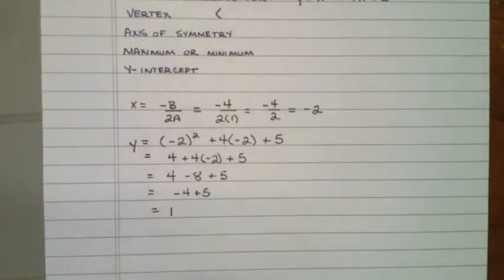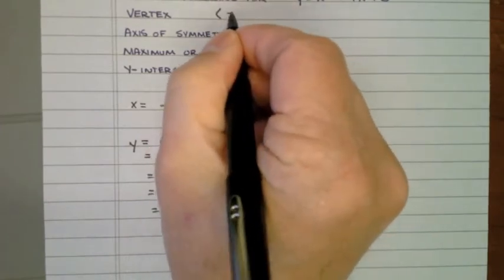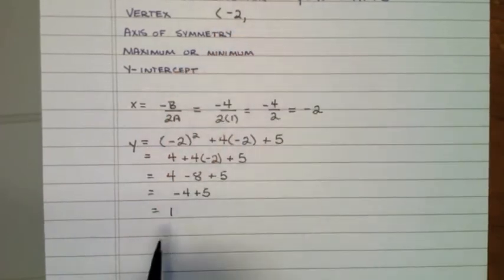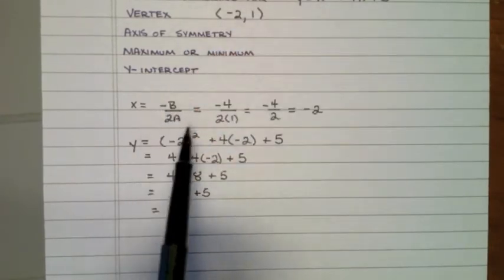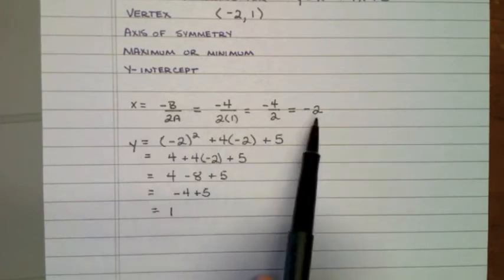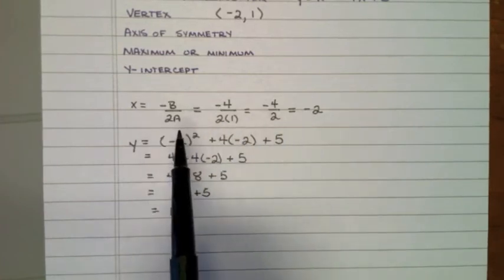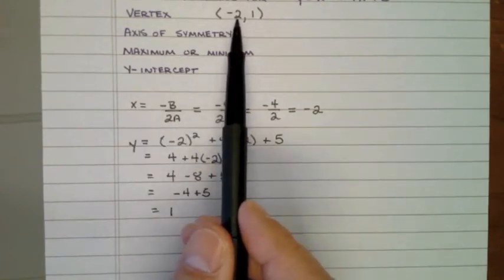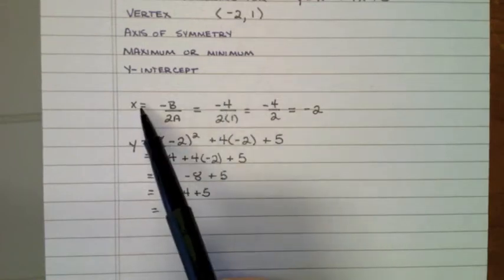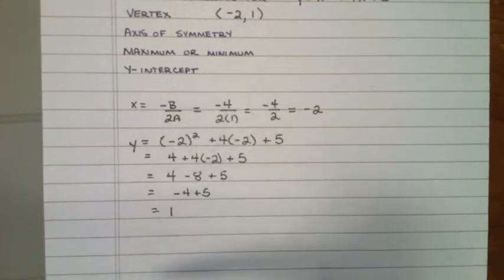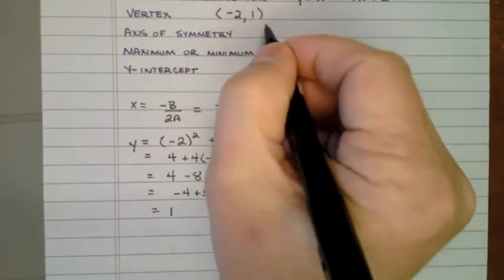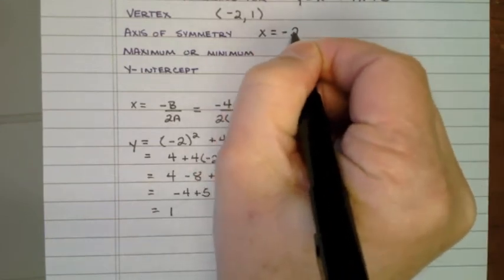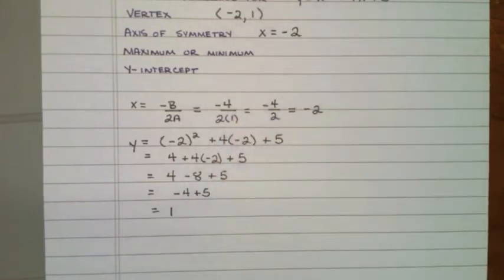So my vertex, there's my x coordinate, there's my y coordinate. To find the axis of symmetry, we would use this formula again, but I've already used it. To find the axis of symmetry, I need an equation. So I'm going to take the x component of my vertex and write an equation of a line that would go straight up and down and goes through this point right here. That would be x is equal to negative 2. There is my axis of symmetry. And remember, it needs to be written as an equation.